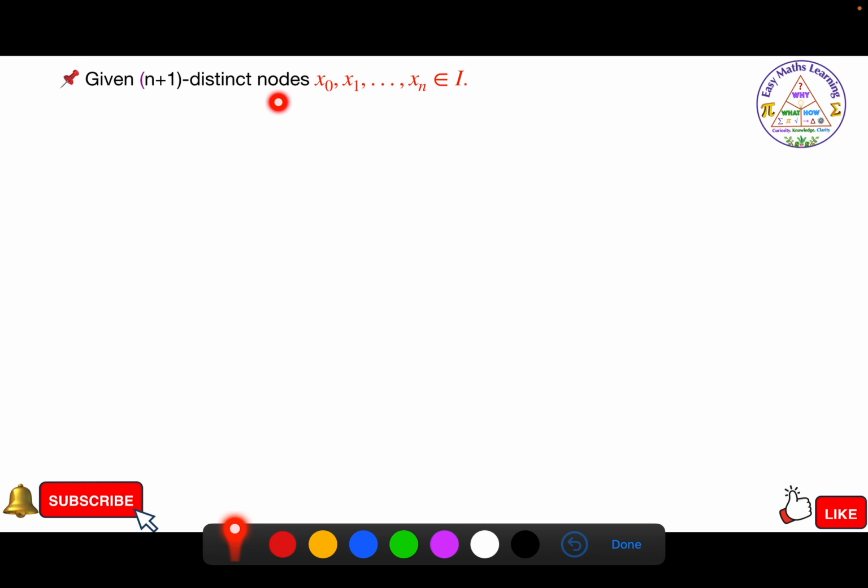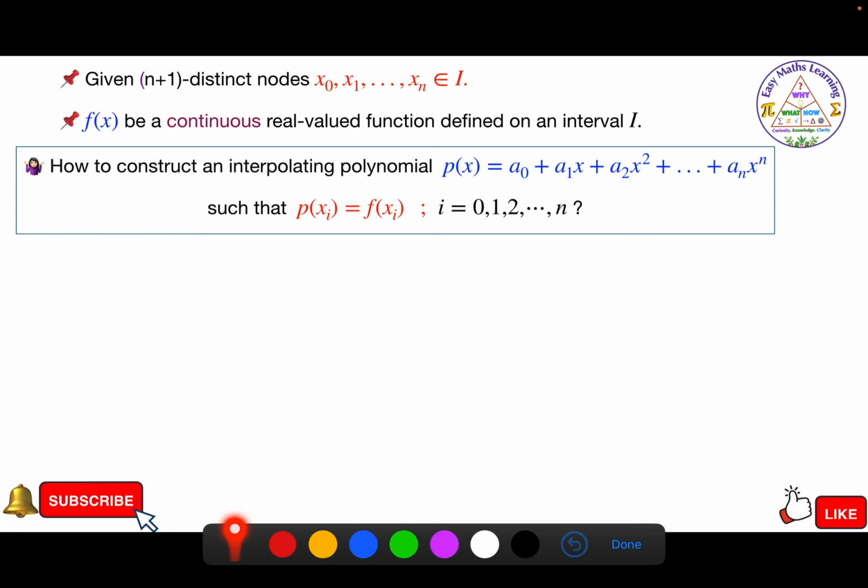First, we discuss the idea behind Newton's form. Suppose we are given n plus 1 distinct nodes x0 to xn. These nodes belong to some interval I, and a function f of x is given, which is a continuous real valued function defined on interval I. Our goal is to construct an interpolating polynomial p of x of degree n for n plus 1 distinct nodes such that p of xi equal to f of xi for i equal to 0 to n.